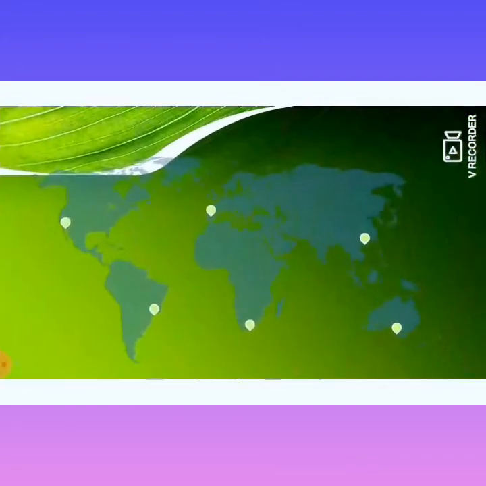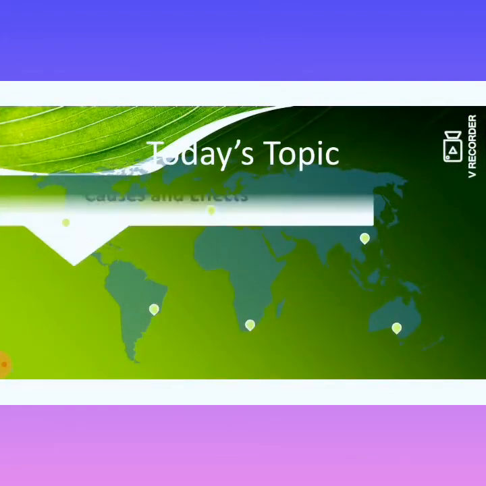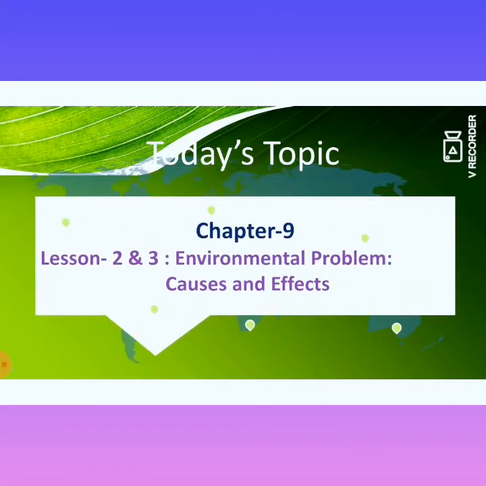Dear students, in our previous class, I discussed chapter 9, lesson 1. Today, I will discuss chapter 9, lessons 2 and 3. The headline of lessons 2 and 3 is environmental problems: causes and effects. So today, I will discuss the causes of environmental problems and the effects of environmental problems. So dear students, take your book, listen attentively and try to understand.